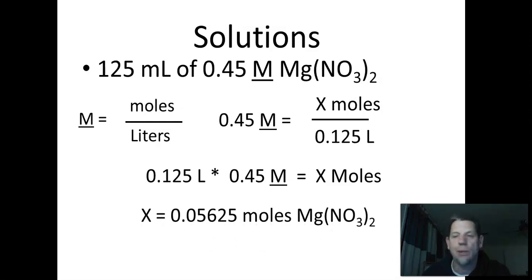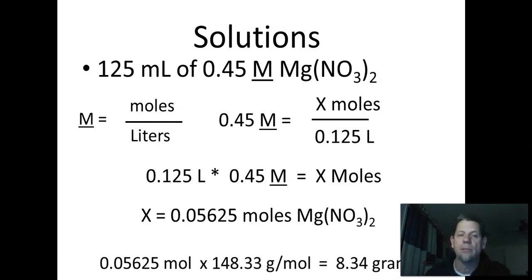But that's not what the question asked us for. The question was asking us for grams of this substance. So we need to multiply that number by the molar mass. The molar mass of magnesium nitrate is 148.33 grams per mole, so it's 8.34 grams. All right, there's your final answer. That is using a solution to figure out how much stuff is in it. This was the second verse of that video.